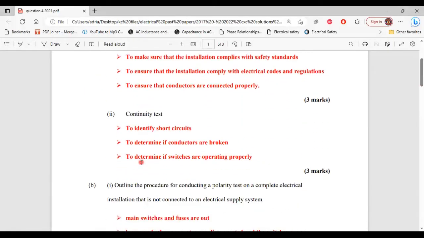For part 2 of A, the 3 reasons for doing continuity tests are: 1, to identify short circuits. 2, to determine if conductors are broken. And 3, to determine if the switches are working properly. Alright, so that's it for part 2 of A. So let's move on to part B now.